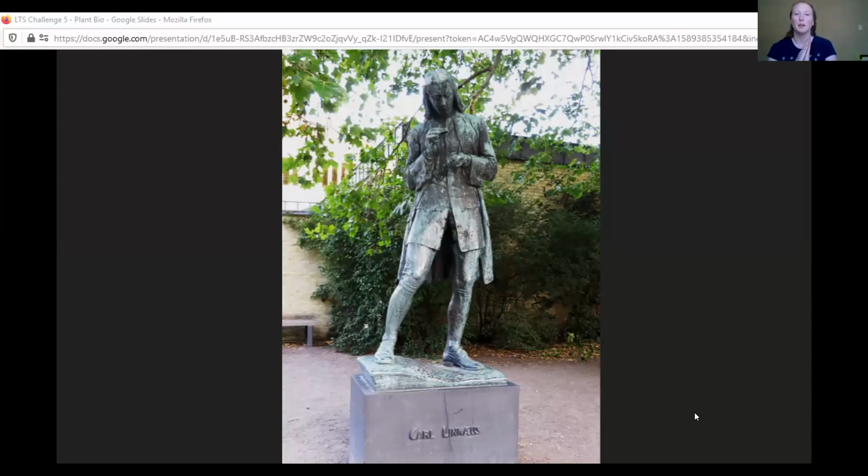Carl studied at Lund University in Sweden, and I visited there a number of years ago. So I got to take a picture with Carl, which was exciting for me. I rarely get to nerd out about seeing things like this around the world, so I thought this was a good excuse to use this picture.